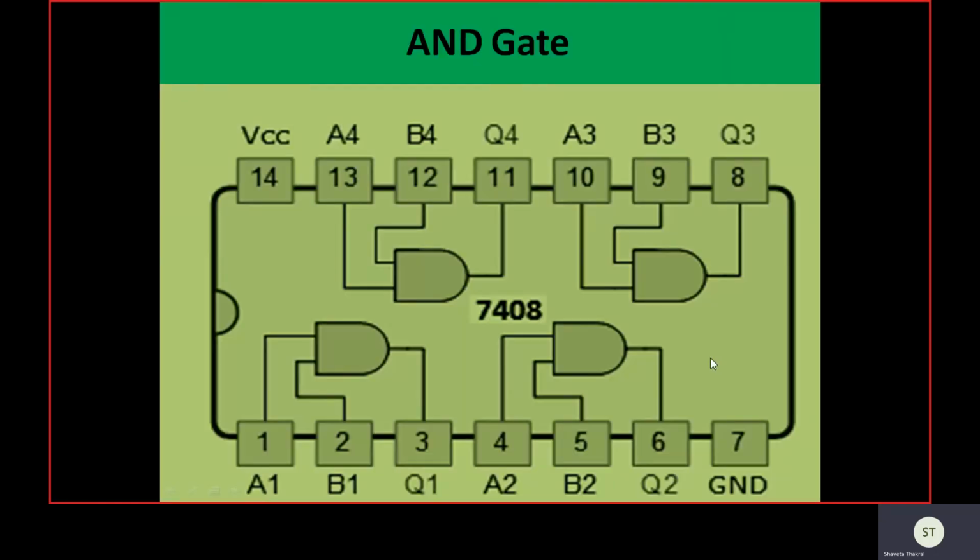And if we see the IC we are going to use for AND gate, that is 7408 IC, and this is a total 14 pin IC in which pin number 7 needs to be connected to ground and 14 needs to be connected to supply here. The A1 and B1 are inputs and Q1 is output, and same way A2 and B2 are inputs and Q2 is output, and here 13 and 12 are inputs and 11 is output, and 10 and 9 are inputs and 8 is output.